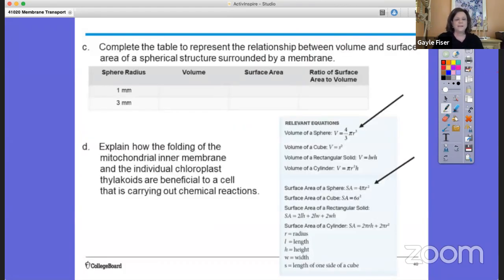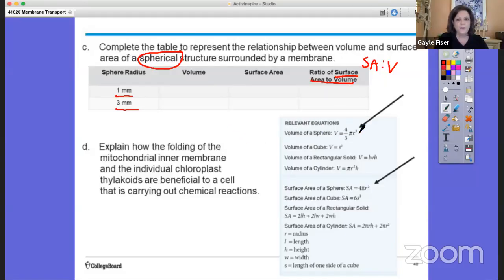All right, so here's part C. Complete the table to represent the relationship between the volume and the surface area of a sphere. Okay, here's a sphere again, surrounded by a membrane. So I changed this, there was a table that had some flipped information, and so I changed it around a little bit, if you've seen this before in your topic questions in AP Classroom. So here's your sphere radius. Okay, there's 1 and there's 3. And then we're going to figure out what the volume is of the sphere. We're going to figure out the surface area, and then we're going to do a ratio of surface area to volume, okay? This is what we're going to do.